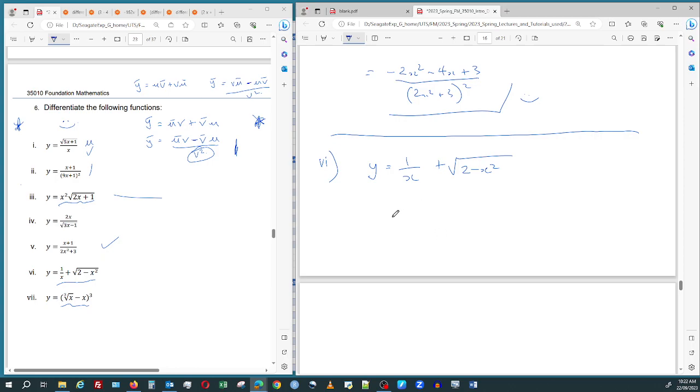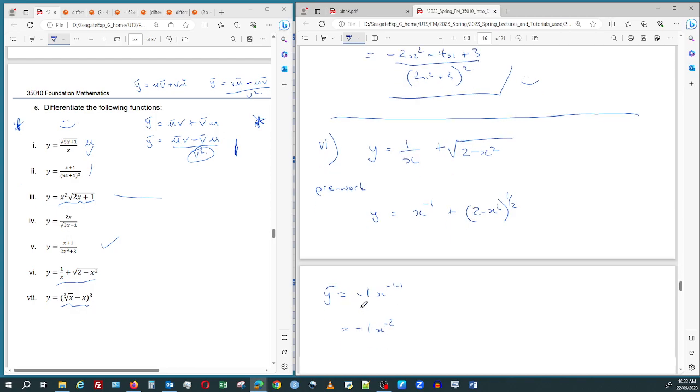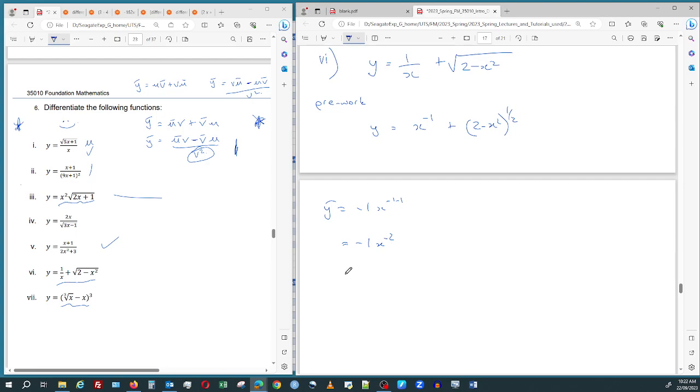So if we do a bit of pre-work, what we would do is prepare this function so that it can be directly differentiated. So (2 minus x squared) to the power of a half. Now the thing that we notice is that we can differentiate this one directly. We can put the minus 1 out the front, and minus 1 is minus 2. So that's great. We've got that first term ironed out without too much problem.